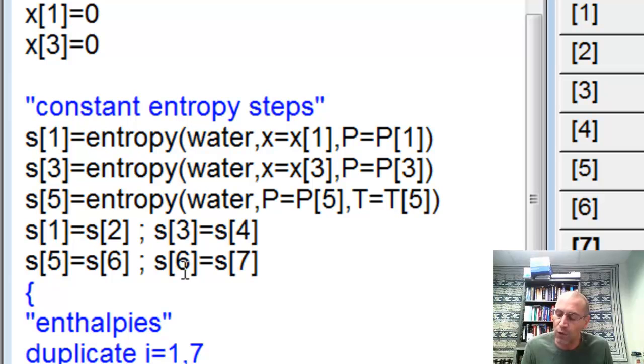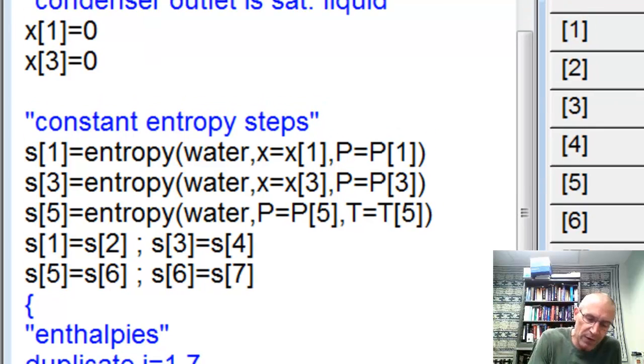And then I have 4 statements, which is the isentropic. 1 to 2 and 3 to 4, which is the pump, the low and high pressure pump. 5 to 6 and 6 to 7 is the turbine. And I've written them here on the same line, separated with a semicolon. That was just in terms of saving some space. Those can all be on their own line.